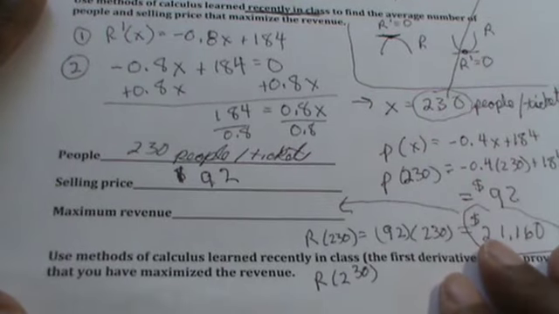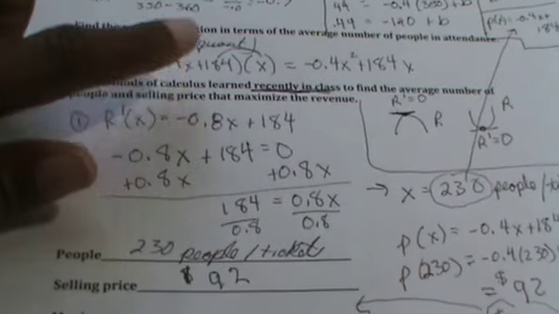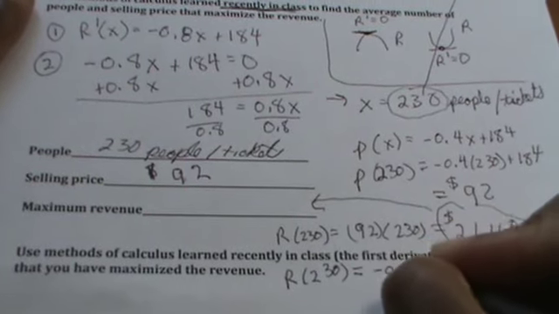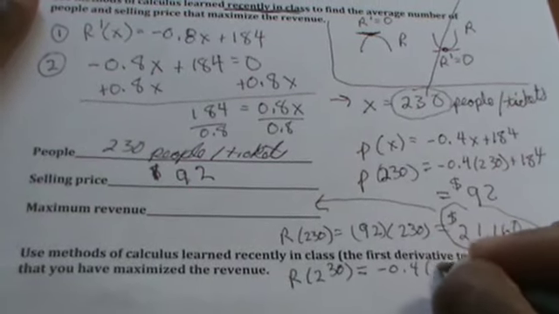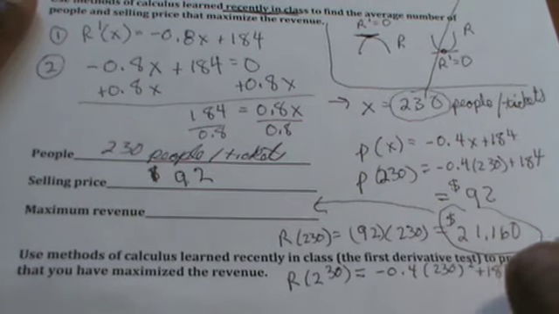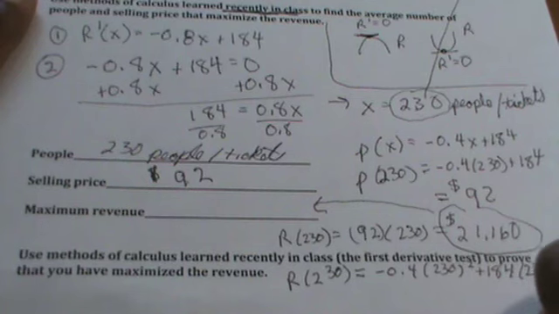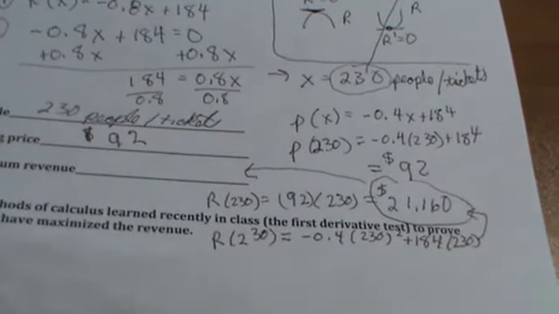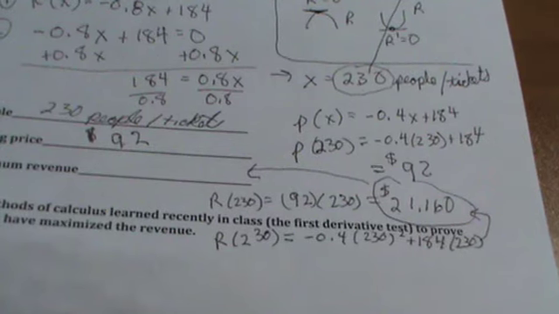So what you could do, I know I'm running out of space, but R of 230, let me show you that. Okay, as I mentioned, I'm going to go all the way back to the revenue equation. Since you guys are looking at it, I'm not going to write it down. Times 230 squared plus 184 times 230. And you should get the exact same number if I haven't made any errors along the way. Again, please feel free to correct me if I've made any errors.